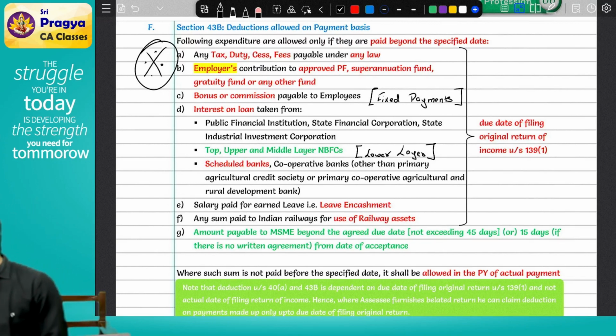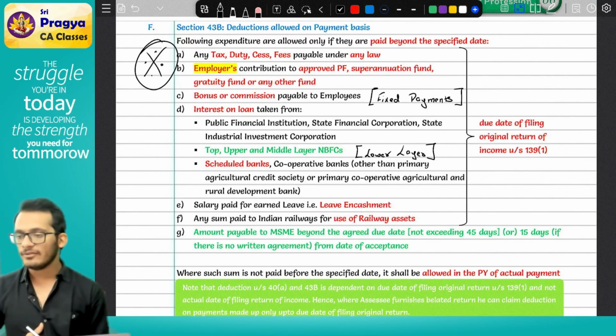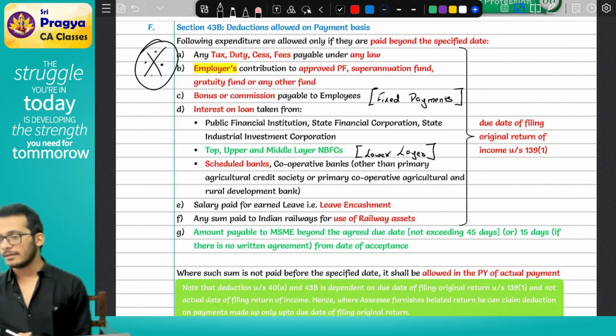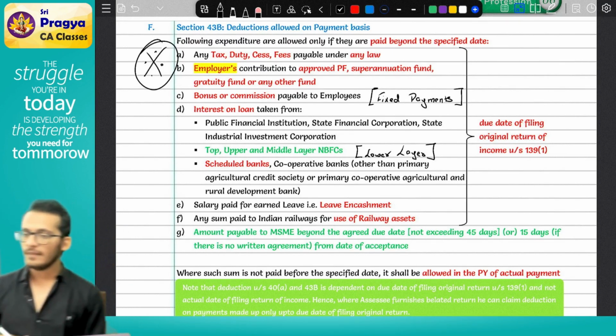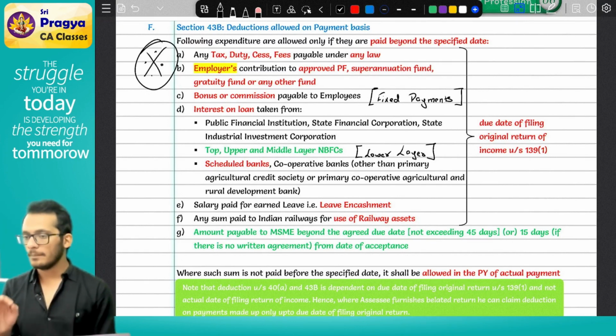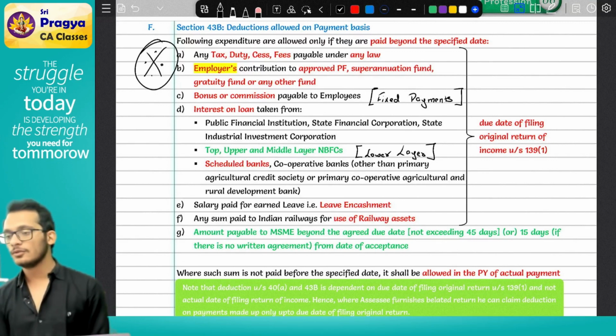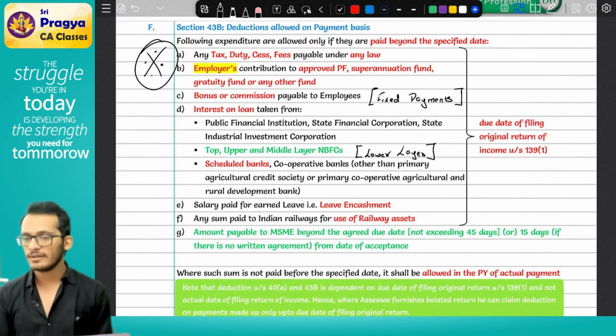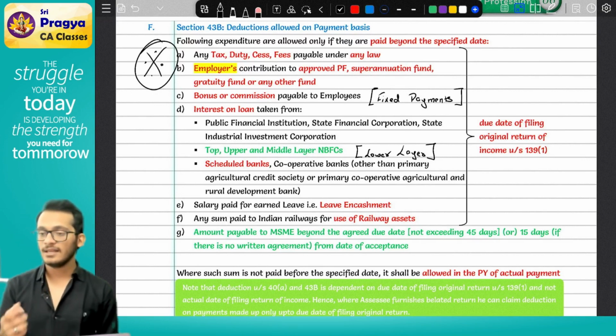What payment? Leave encashment. Now, what happened is most of the people in the market started coming and telling that, Rahul, if you are working in my company, I will give you something called leave encashment, which means I am giving you an option. In case you don't use your leaves, you can encash your leaves. Now most of the people in the market told that I will only permit you to encash the leave after you retire.